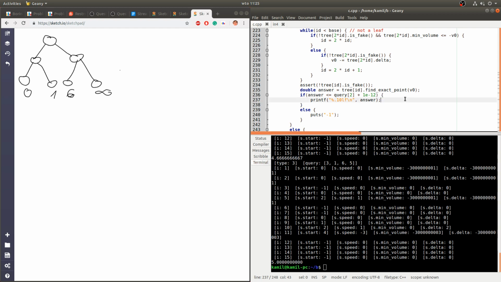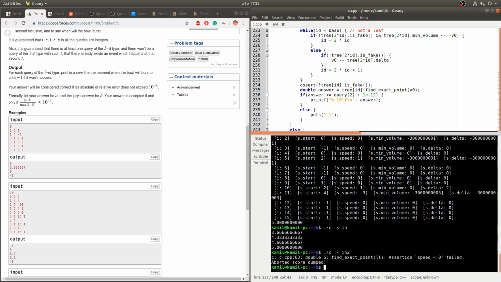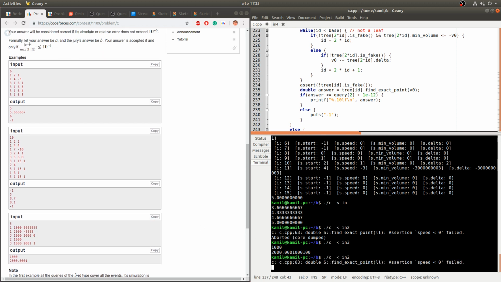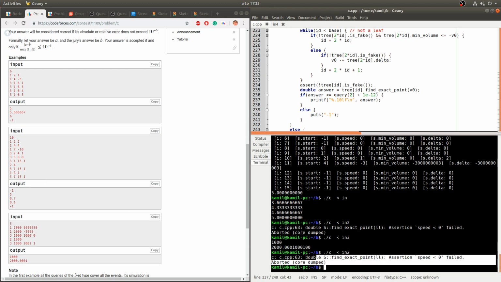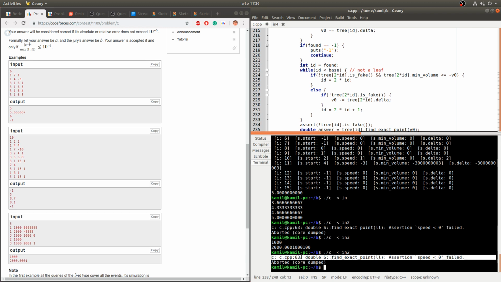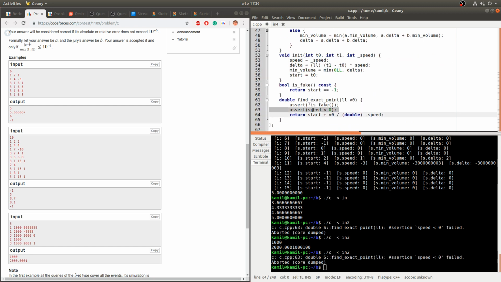Okay. Let's compile without my debugs. I don't think these are correct, but at least I don't have asserts. Oh, here I have one. Okay, it isn't so bad. So I guess I need to see why I have here an assert. In which line? 63. So in find exact point, I assert that speed is smaller than 0.